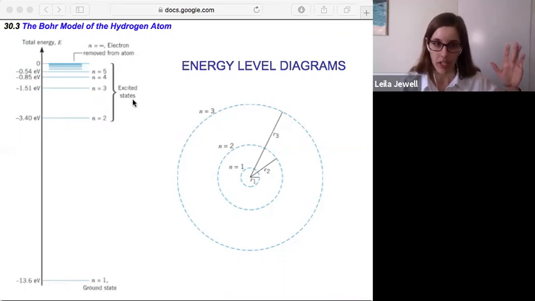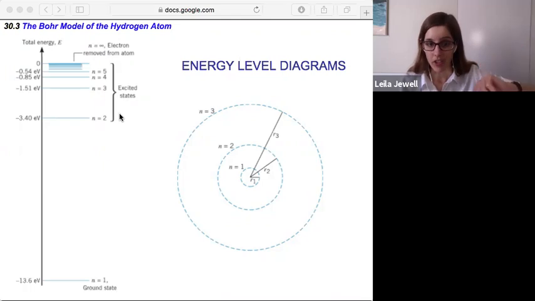And so we call anything above n equals 1 an excited state, where n equals 1 is the ground state, that's sort of the default energy level. But if we give it a little more energy, it could get to an excited state. From an excited state, it can fall into the ground state and give off that light.